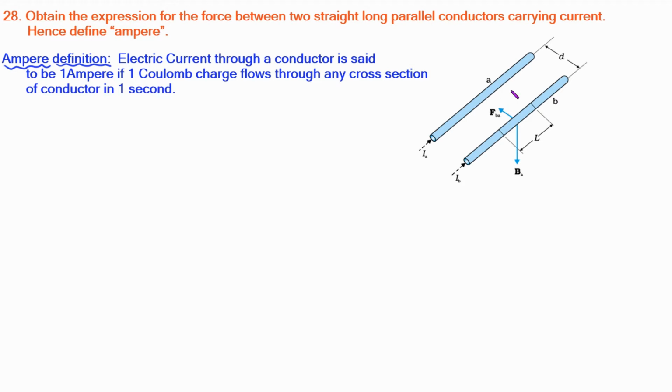Okay, so here there are two conductors, conductor A and conductor B. Both the conductors have same length. The distance of separation between the conductors is small d. So let IA be the current flowing through the conductor A and IB be the current flowing through the conductor B. So this FAB is the force experienced by the conductor B towards A, and BA is the magnetic field experienced by the conductor B. So this FBA and BA are mutually perpendicular to each other.